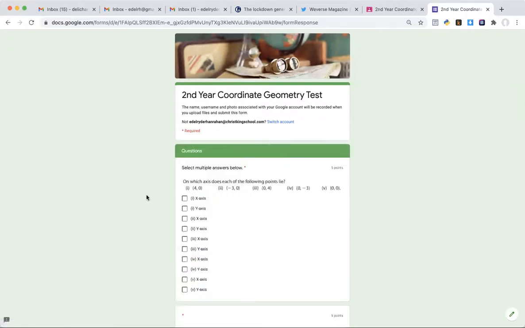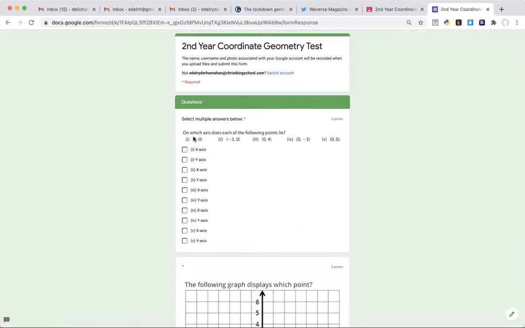Okay, the first question here, you had to select multiple answers depending on whether it was part 1 to 5. And the question is, on which axis do the following points lie? Now remember, when we're on the x-axis, we've got different x values, but the y values are always 0. So anything with 0 in the second place is going to be on the x-axis. So here we go. Number 1 is on the x-axis. Number 2 is on the x-axis, number 3 is not, number 4 is not, but number 5 is on the x-axis.